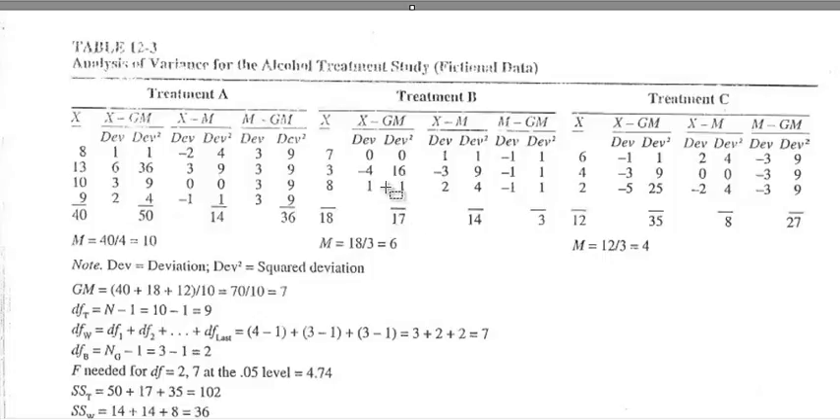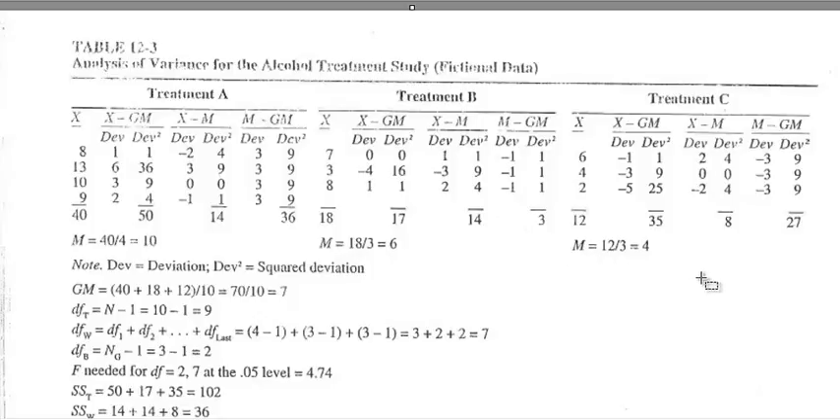The group mean was 6, so they scored 2 points above the group mean. We square all of these deviations again, so we have a 1, a 9, and a 4. We sum up these squared deviations, and we get a sums of squared deviations between the observed scores and the group mean for treatment B of 14.